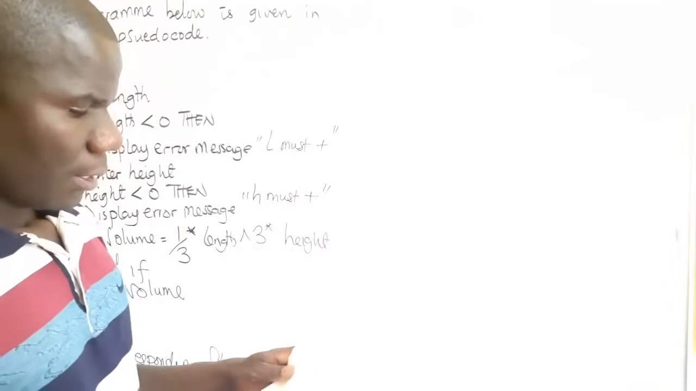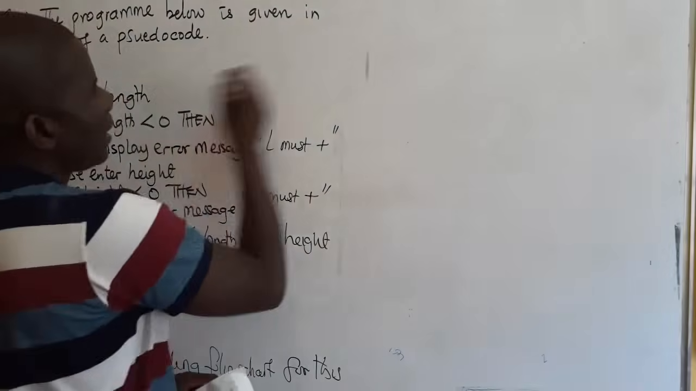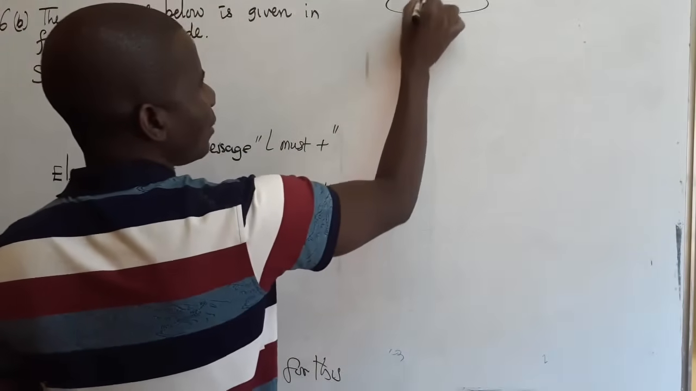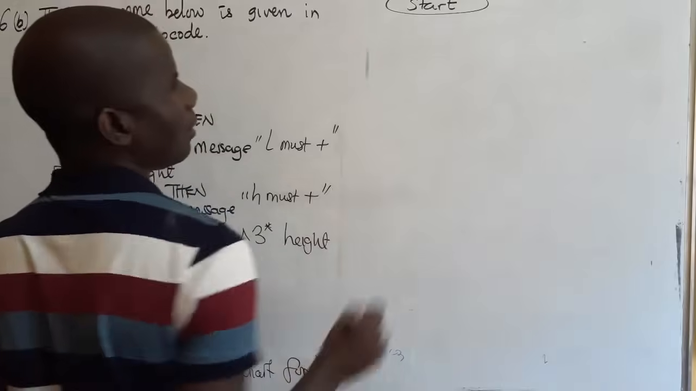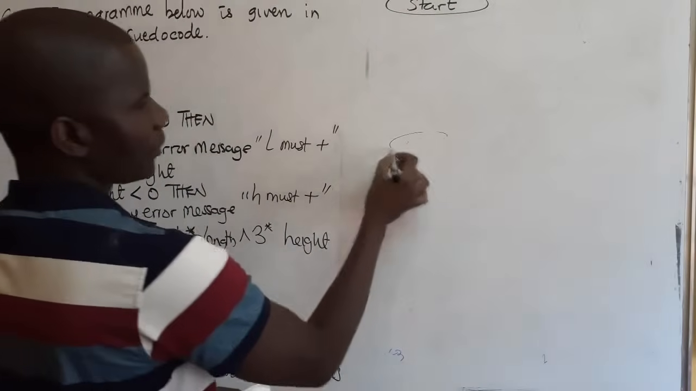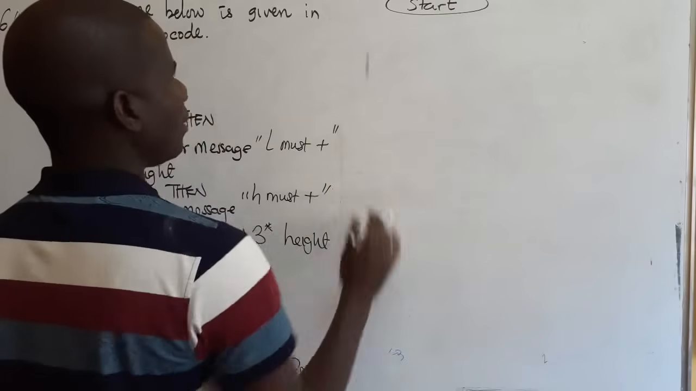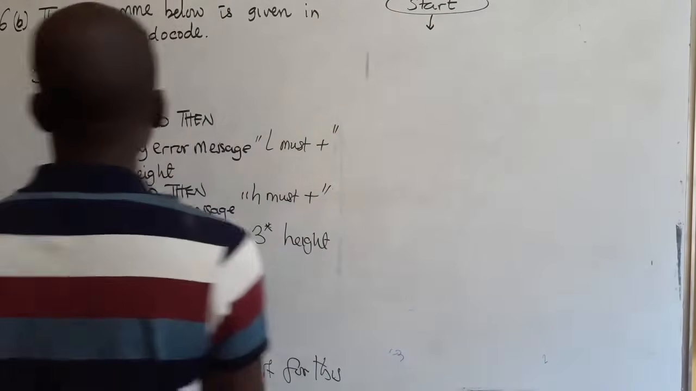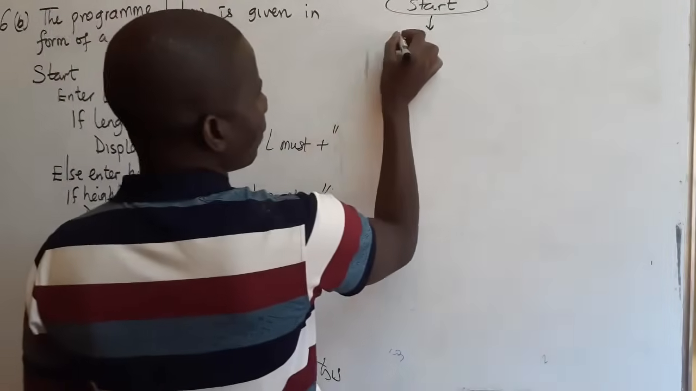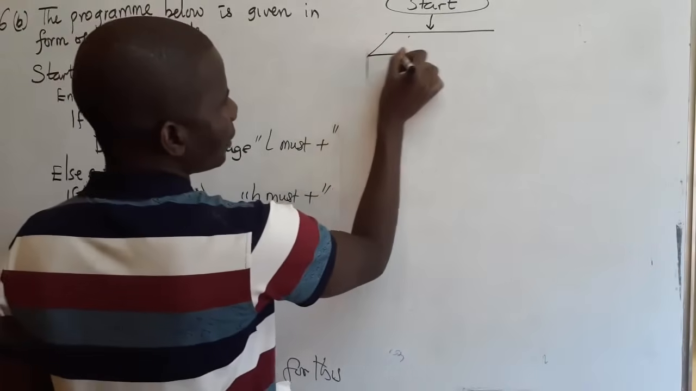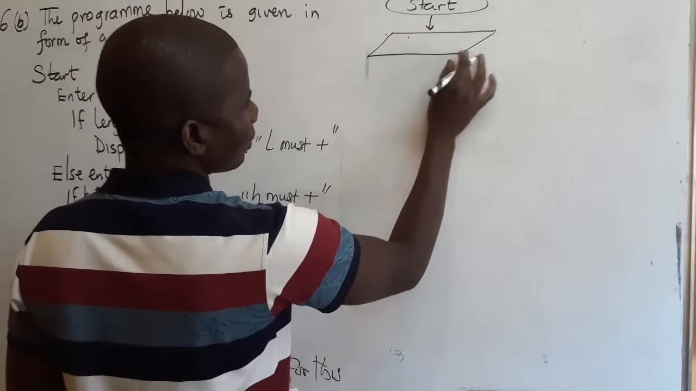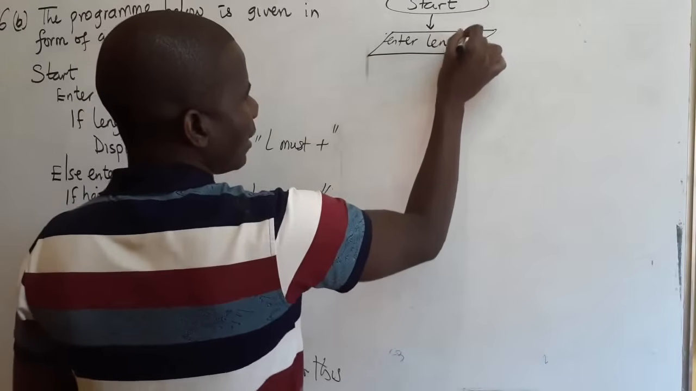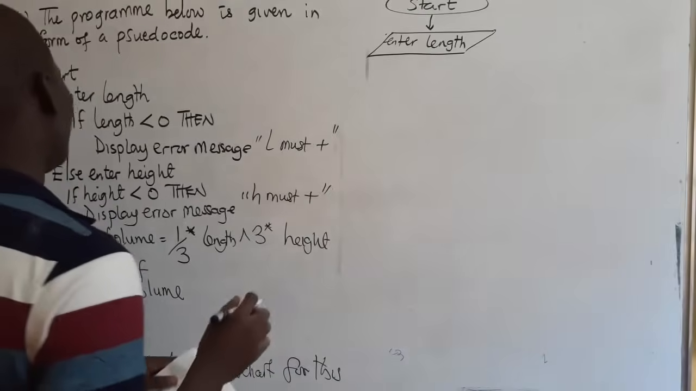So let's start here. We have what? Start. It's about these symbols. So start. We use this symbol. We write start there. The next, enter length. We use this one. What are we doing? Enter length.